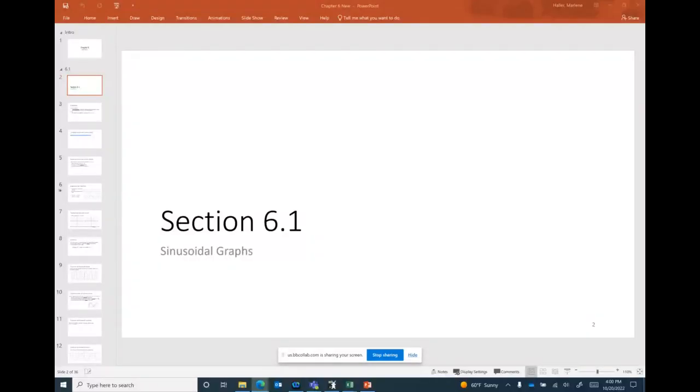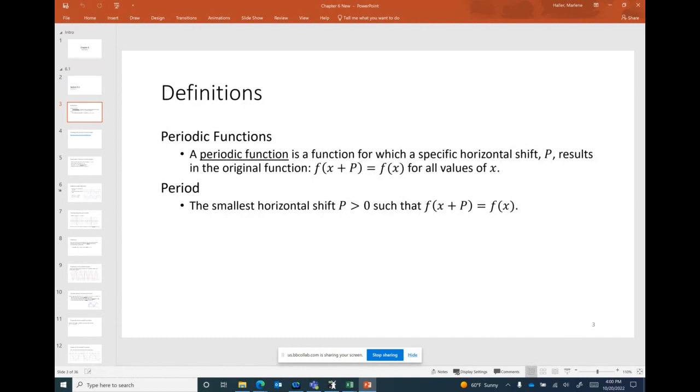Hello, this is the lecture for section 6.1, sinusoidal graphs. All right, let's start with a couple definitions. Let's start with the definition of a periodic function. Here's a nice mathematical definition.